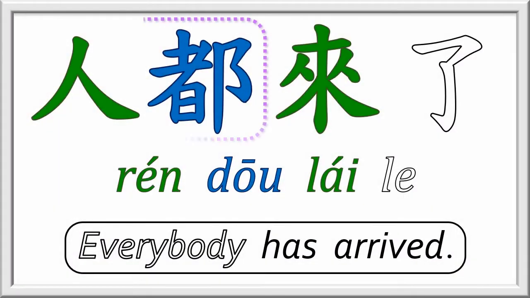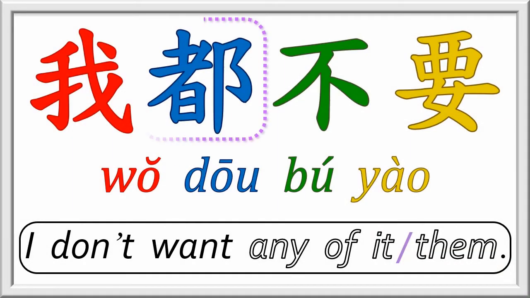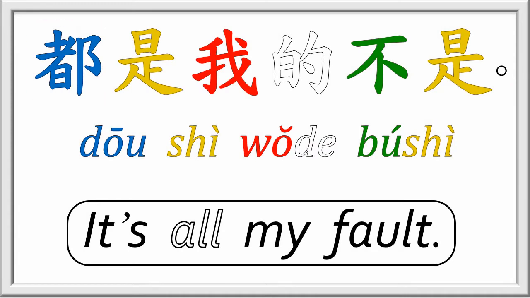Why the English lesson? Because the Chinese character for city, 都, also means all, every, or whole, with a slight pronunciation change. 都, 人都来了. Everybody has arrived. Everyone's here. 大家都走了吗? Has everyone left? 我都不要. I don't want any of it, any of them. 都是我的不是. It's all my fault. Notice the use of 不是 for fault or blame, literally, not right.